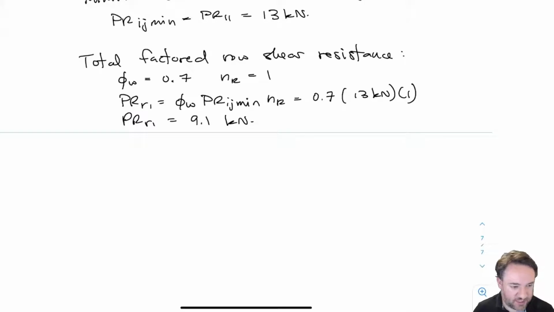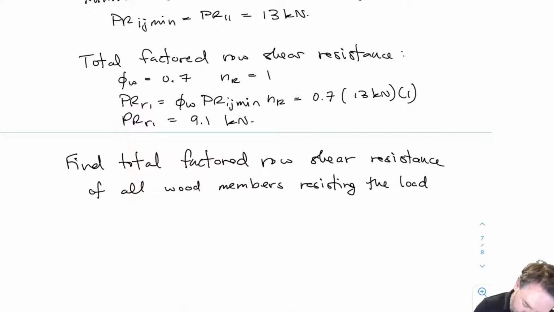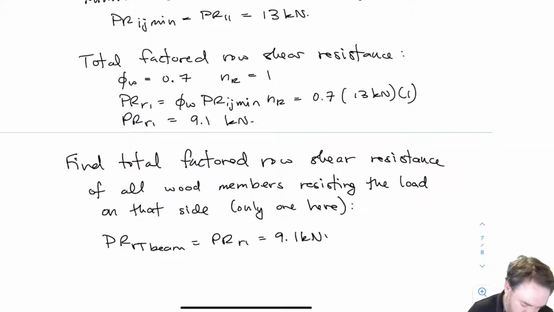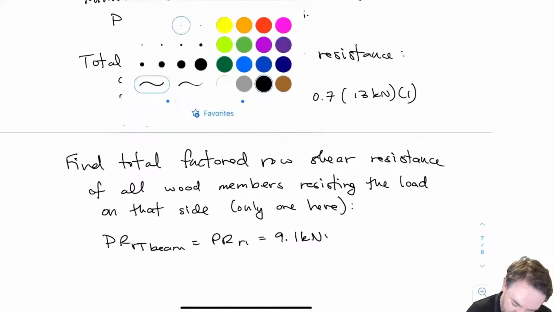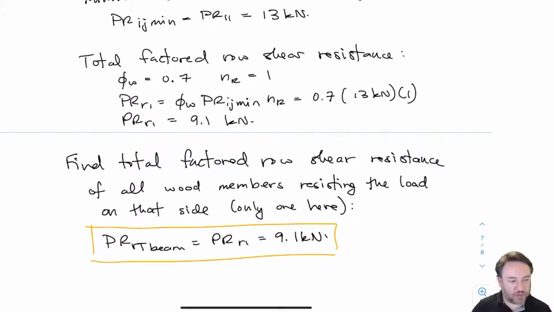There happens to be only 1 member on this side of the connection. So usually we have to take the sum of all the members on that side of the connection. In this case, there's only 1 member on that side of the connection. So my PRRT for the beam, my total row shear resistance for the beam side of the connection is just 9.1 kilonewtons.